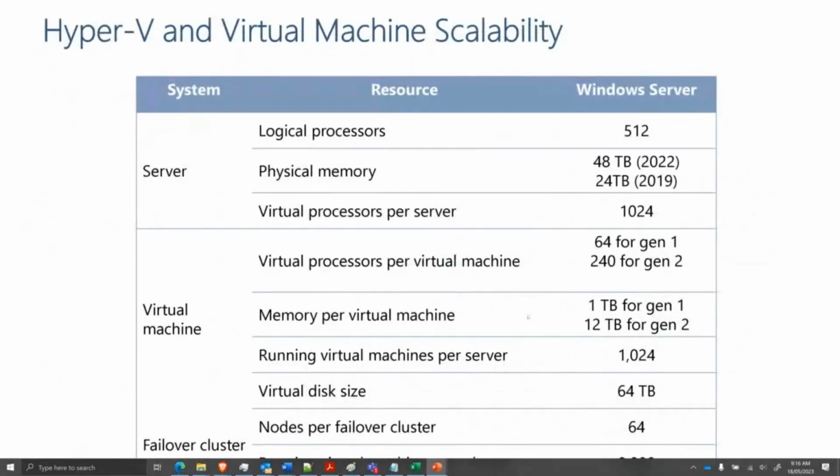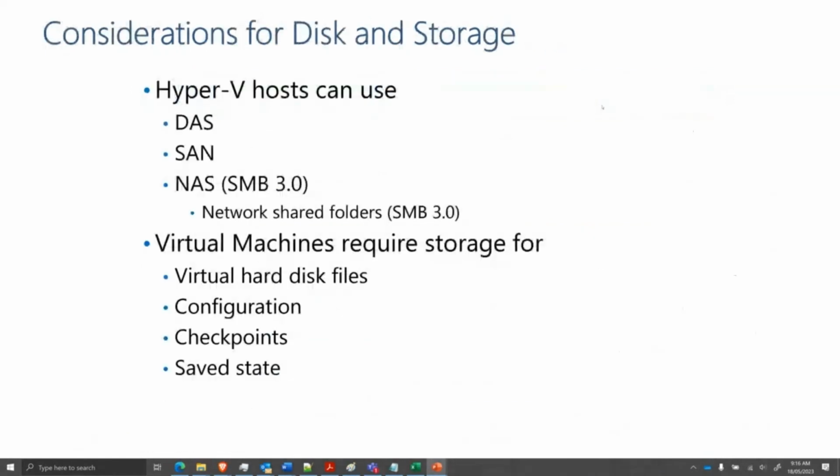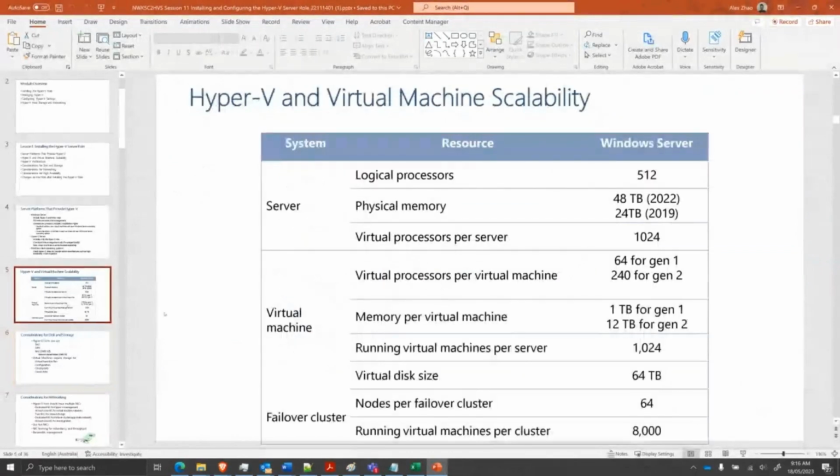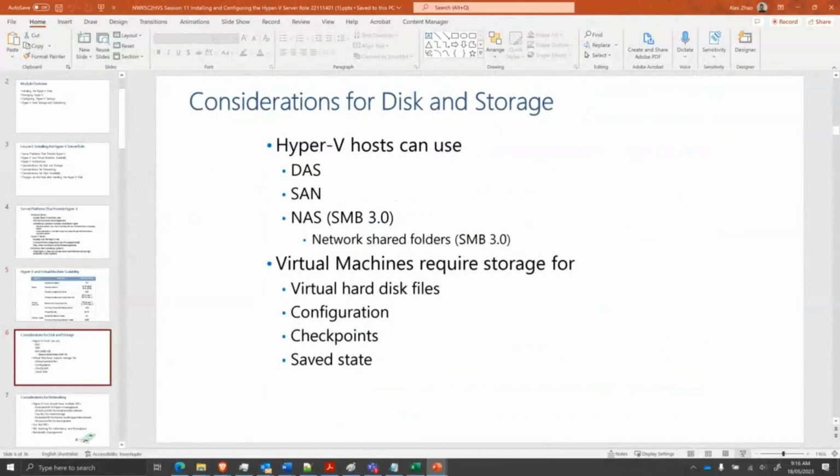Failover nodes. So that's how many members in a cluster is 64. And I think there was something right at the bottom I couldn't see. Running virtual machines per cluster, it can support 8,000. So that didn't fit in the window properly.